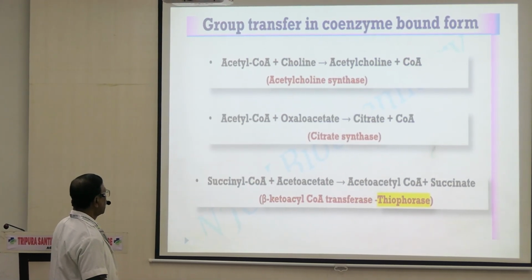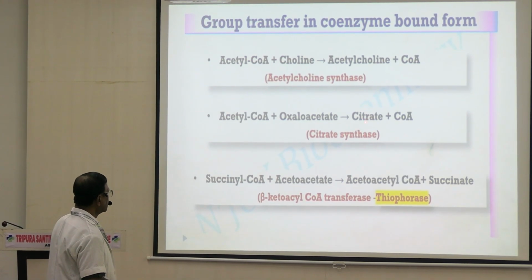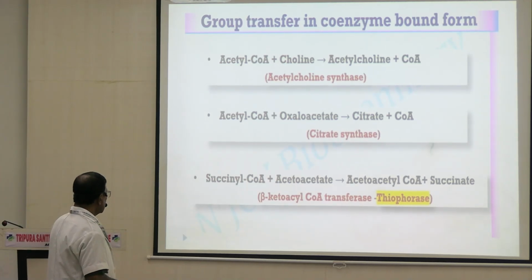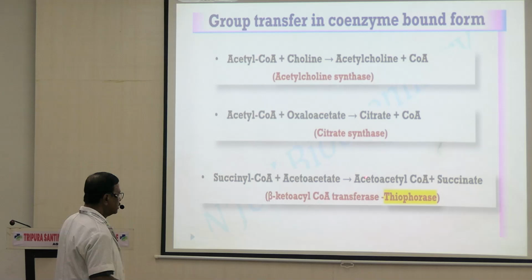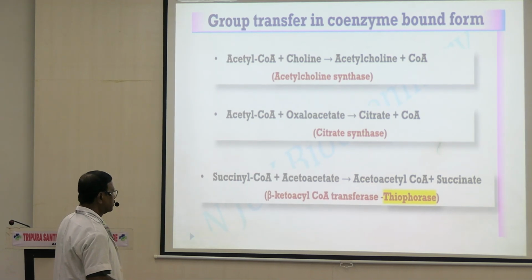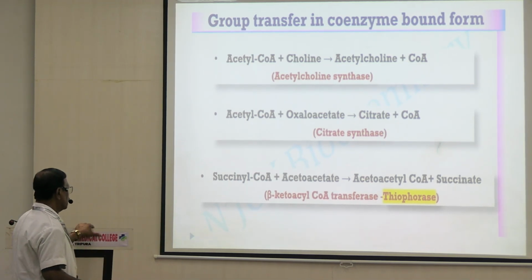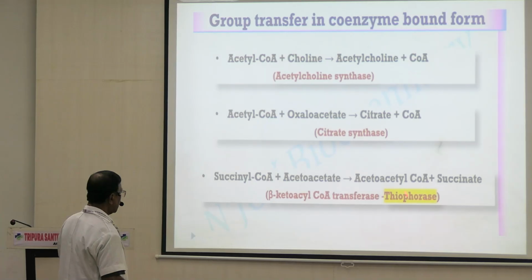Acetyl CoA plus oxaloacetate will give citrate. Then succinyl CoA plus acetoacetate will give acetoacetyl CoA and succinate. And the enzyme is thiophorase.